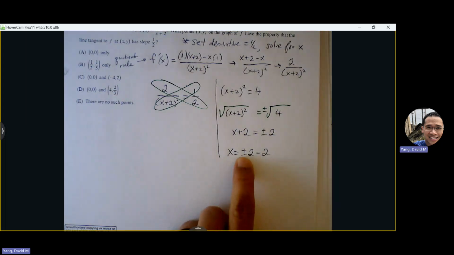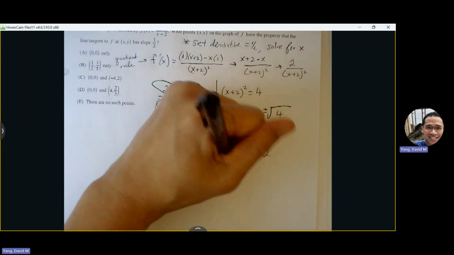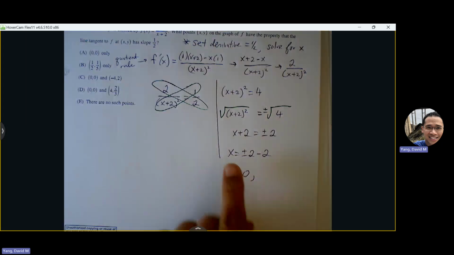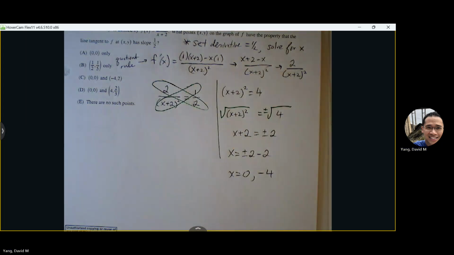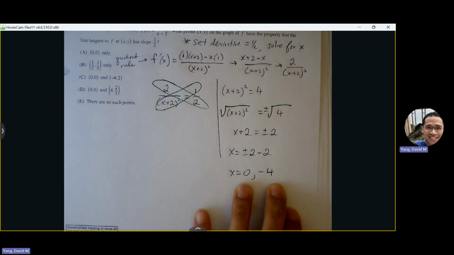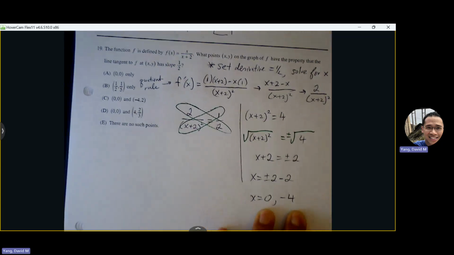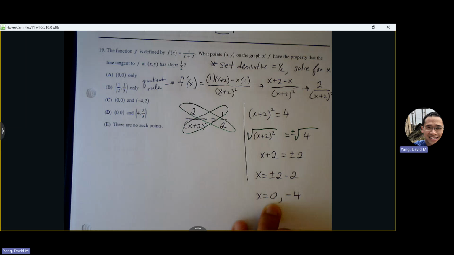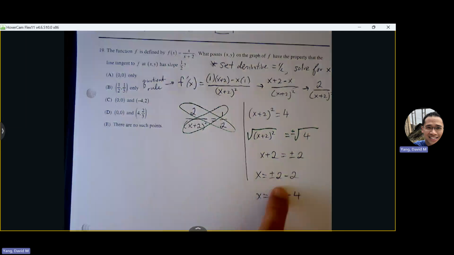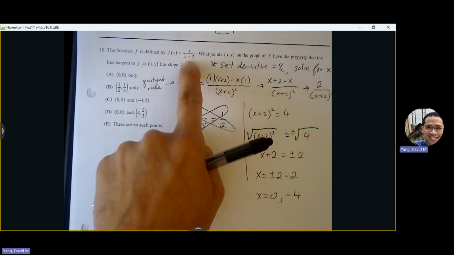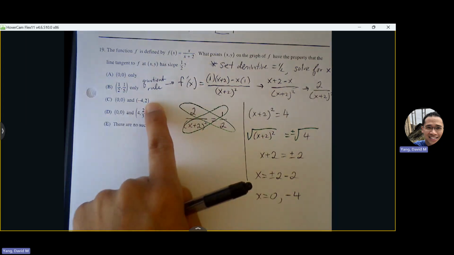So I have two different x values. It's either +2 minus 2, which is 0. So that's one location. Another location is -2 minus 2, which is -4. So we have two different locations and two different ordered pairs. And if I plug 0 back into the original function, I'll get ordered pair 0, 0. And if I plug -4 in for the x-defined location, I'll get -4 over -2, which is +2.